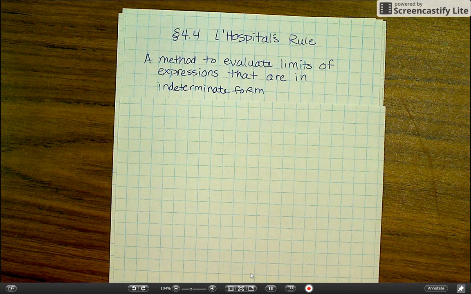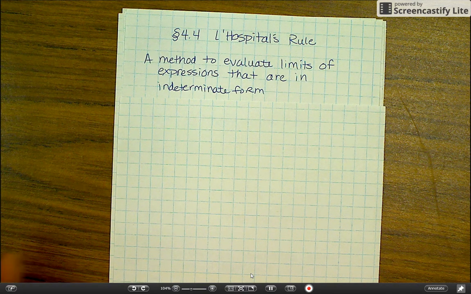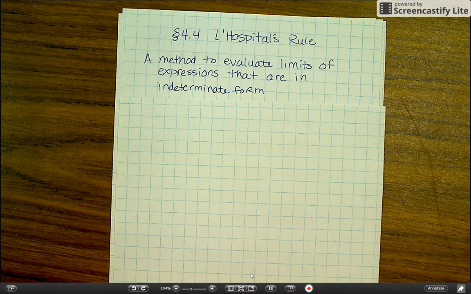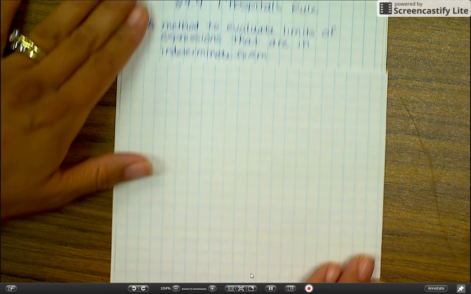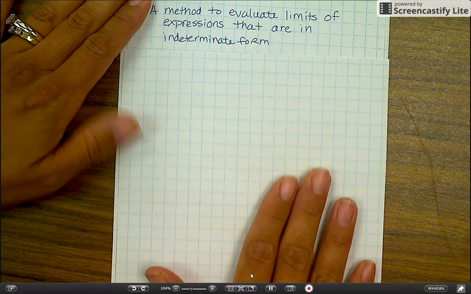And it works for ones that we cannot use the strategies that we talked about before. For instance, when we got infinity over infinity, we would divide by the highest degree in the denominator, which means we generally had a polynomial of some kind. But the problems that you're going to see today are going to be the same indeterminate forms, but the strategies we learned won't work. So this can be used for all indeterminate forms.